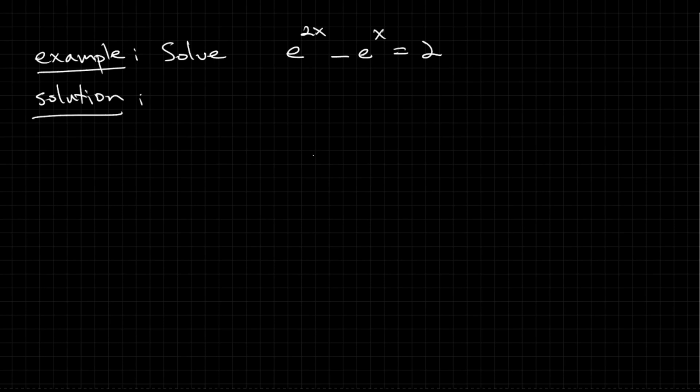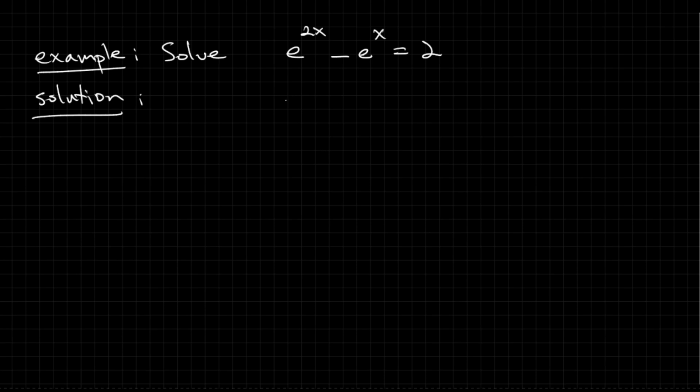Let's do another example. Let's solve e to the 2x minus e to the x equals 2. Now the first thing that we did in the previous example is we tried to rewrite this as either one exponential equals a number or one exponential equals another exponential. And if we try to do that here, then I don't really see how I could do that.